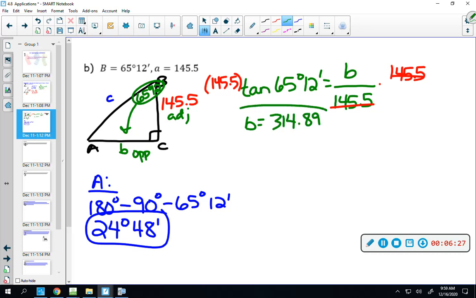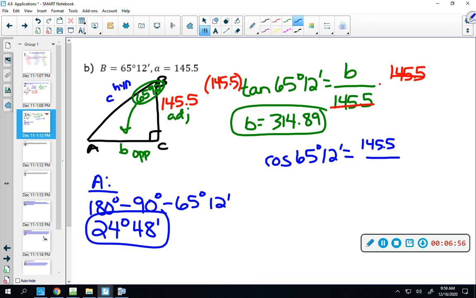Okay, now you have 2 of the 3 sides of your right triangle, so you could do Pythagorean theorem again. Personally, with the decimals and these large numbers, I think Pythagorean theorem might be a little obnoxious. So this time I'm still going to do a trig ratio. So I've still got my adjacent to the angle, and I need hypotenuse. So adjacent, hypotenuse, this time maybe cosine. Cosine of our angle, 65 degrees, 12 minutes, equals adjacent over hypotenuse.